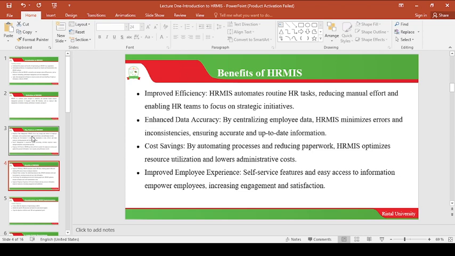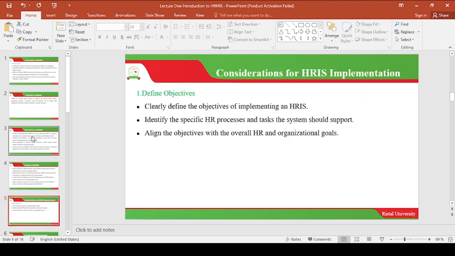All you need is a stable internet, then feed in the information you want. If it's about employee recruitment, a training record or any update on the academics of the employee, it can be easily done online. The next thing we are going to look at now is the consideration for human resource information system implementation, or if you are planning to implement the system, what do you consider?